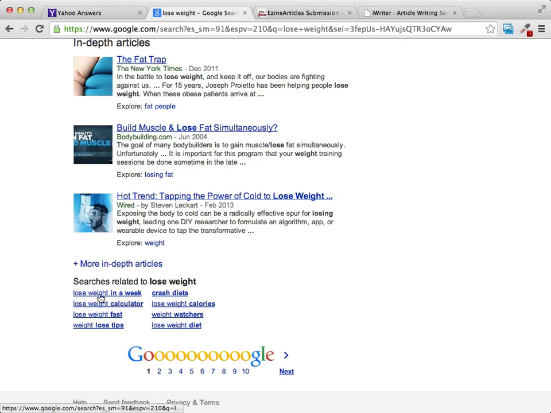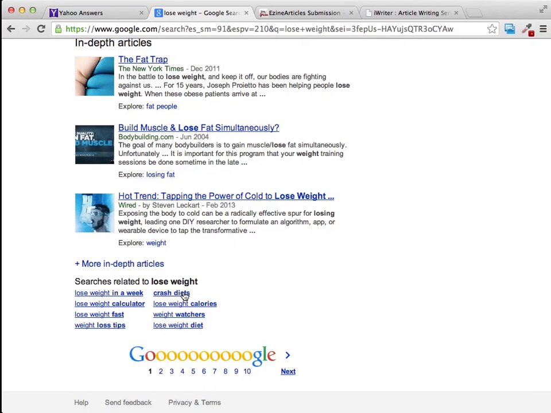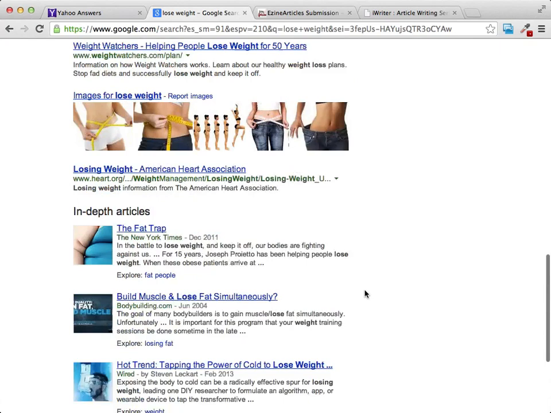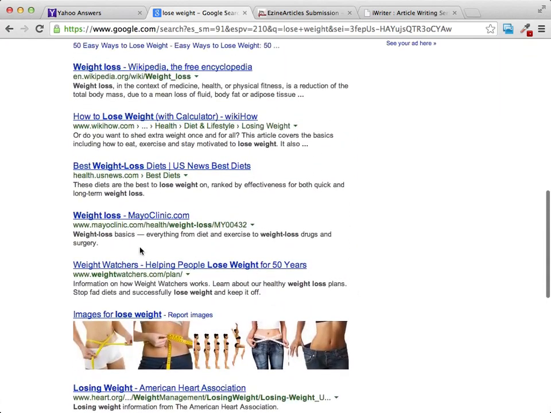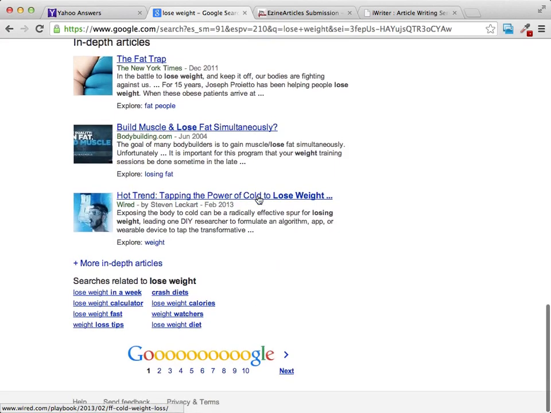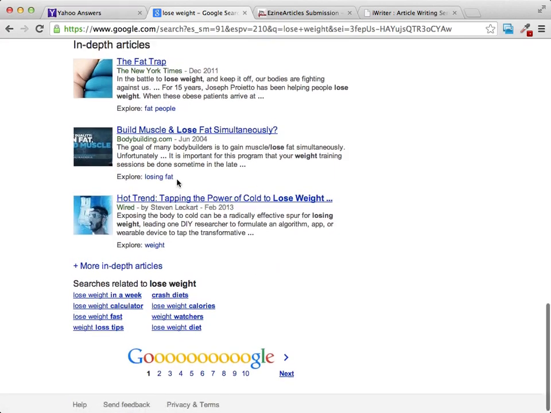You can see this one, lose weight in a week, crash diet, generally indicative of losing weight quickly, lose weight fast. So Google is a great place to get ideas of what people are looking for, and we can go ahead and look around at all of these things. What are people looking for? And we can do that right at Google.